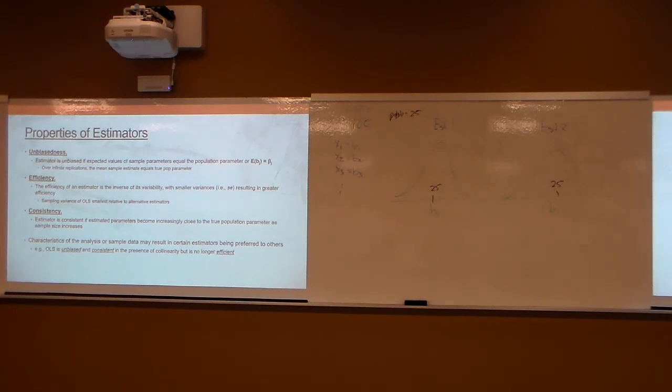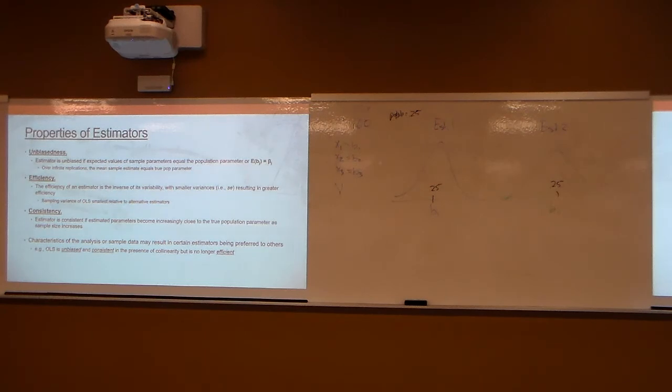Now, certain types of analyses, certain types of data may start to pull for other types of estimators, right? So if I have collinear variables, if my predictors are all on top of one another, very, very highly correlated predictors, ordinary least squares is still unbiased, so population effects are still close, and it's consistent.